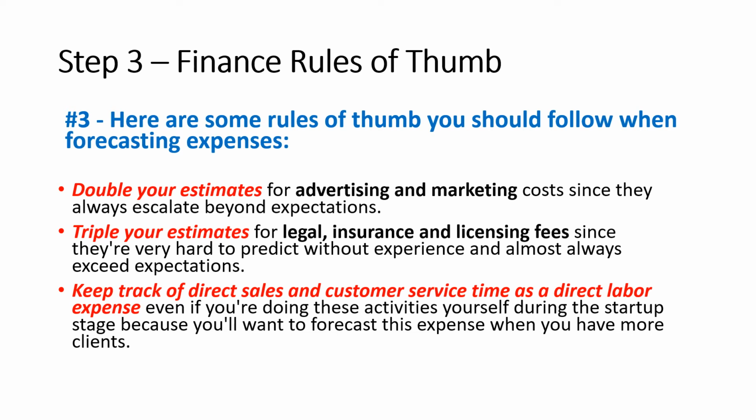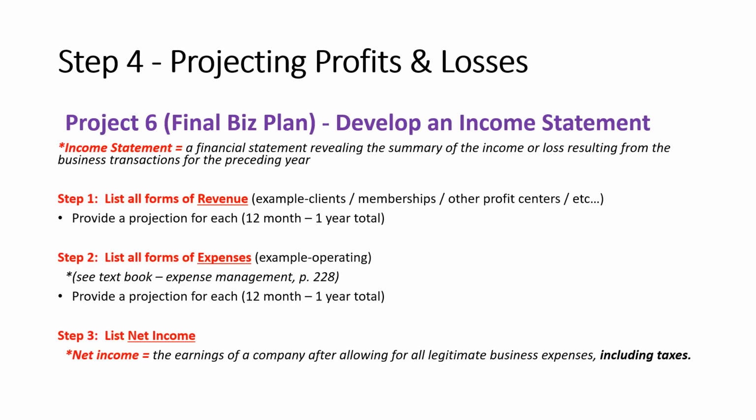So financial rules of thumb. You want to double your estimates for your advertising and marketing expenses and triple your estimates for legal, insurance, and licensing fees. And we'll get into insurance here in the next few chapters. Keep track of your direct sales and customer service time as direct labor expenses. Again, customer service is everything. We've talked about that, and it actually would be part of your income statement also.